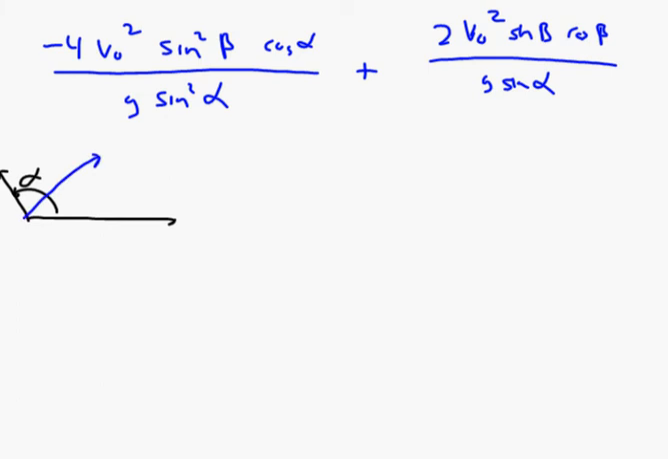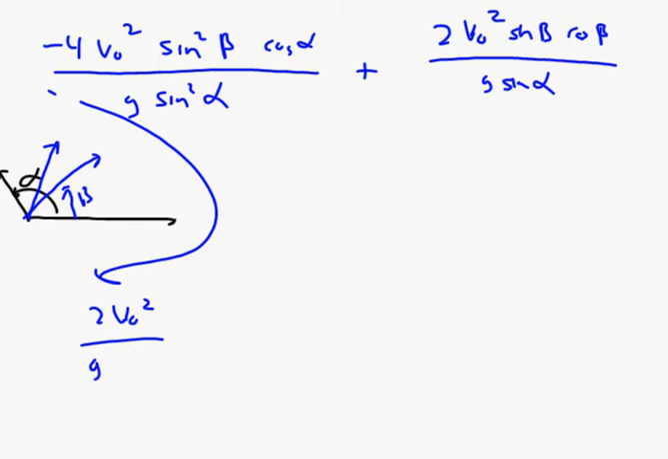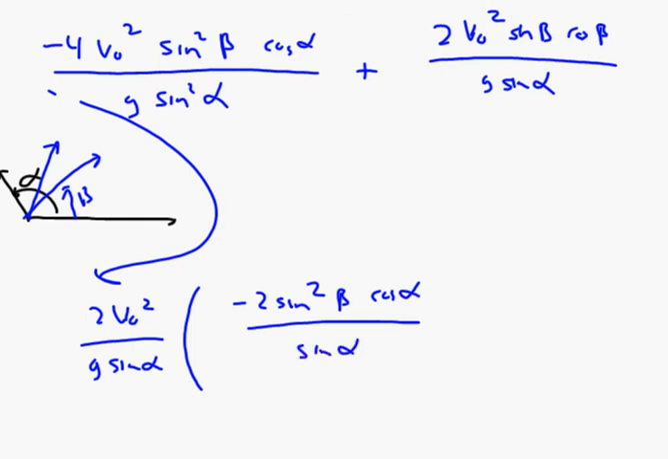We can go in that angle or that angle. All of these are different values of beta. So I'm going to factor out the things that are constant with respect to beta. If we do that, we end up with 2v0 squared over g sine alpha. And what's left is negative 2 sine squared beta cosine alpha over sine alpha plus, and over here you're going to have sine beta cosine beta.